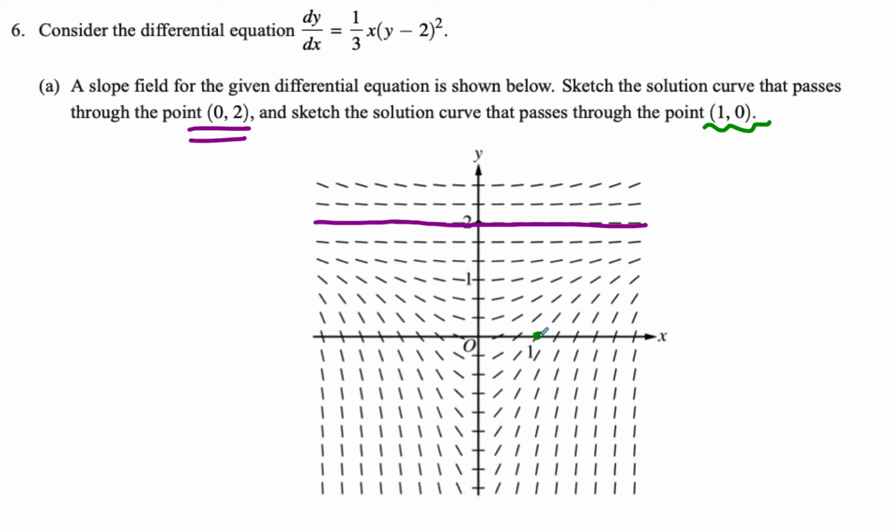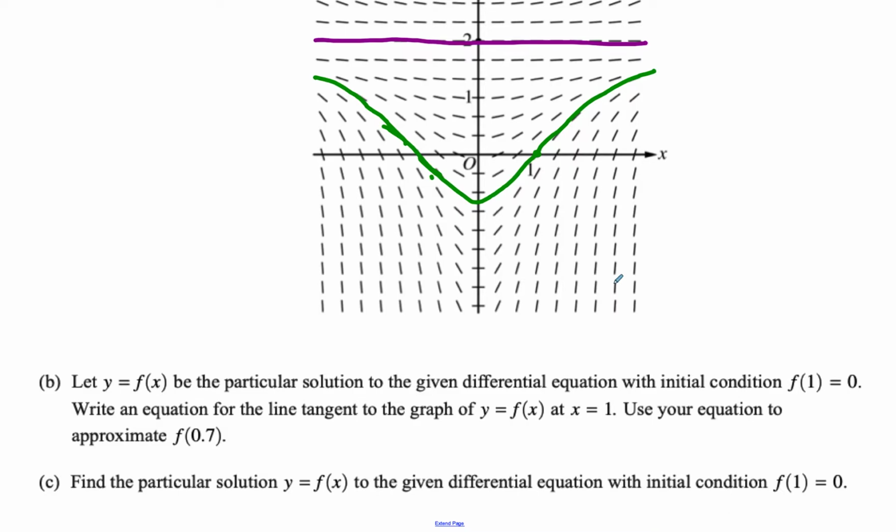Something like this. Horizontal slope. So you have to ride along the slope field like that. I made a little mistake, but that's basically how it would have looked. So part A was done.